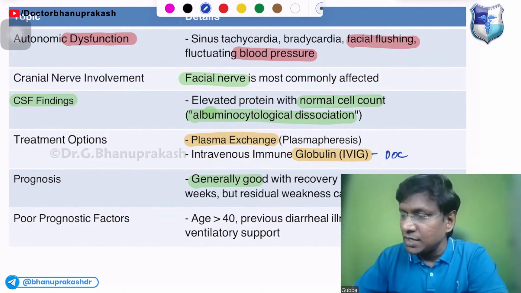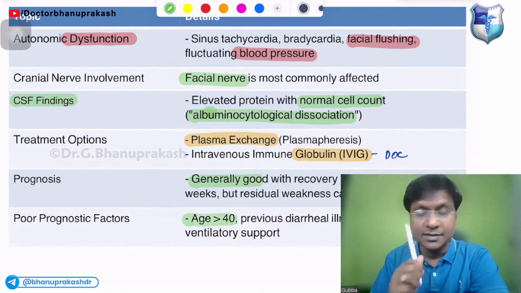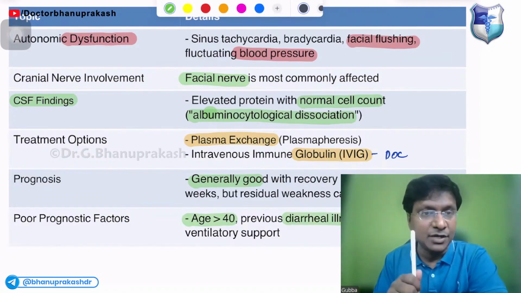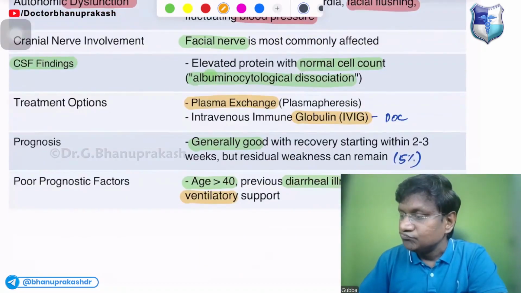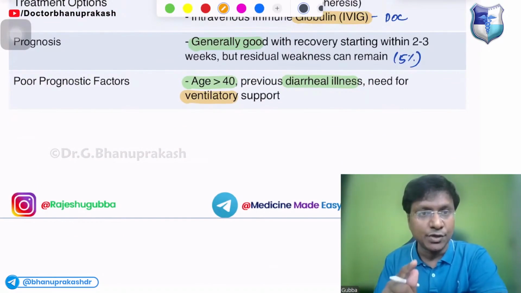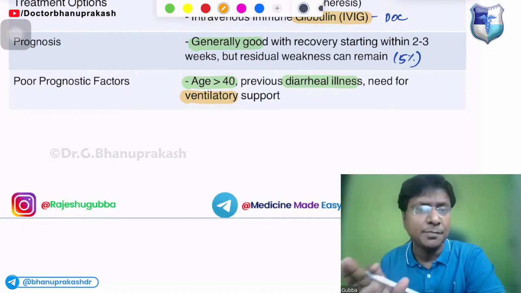Those individuals who are more than 40 years of age, those who have a diarrheal illness caused by Campylobacter jejuni, and those who required mechanical ventilatory support because of type 2 respiratory failure. These three groups of patients are considered to have poor prognosis in Guillain-Barre syndrome, right?